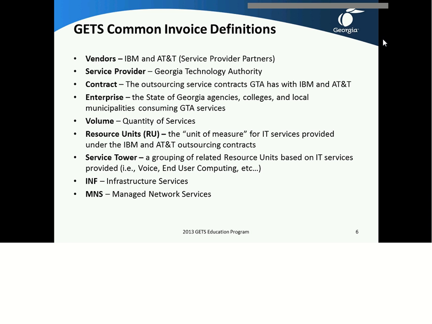When we talk about volume, we're talking about the quantity of services. This is not unlike your utility bill that would measure kilowatts for an electric bill. For resource units, it's the unit of measure for IT services based under the outsourcing contracts. And a service tower is a group of related resource units based on the services provided, like voice services, end-user computing services. INF is an acronym for infrastructure services, and M&S is an acronym for managed network services.